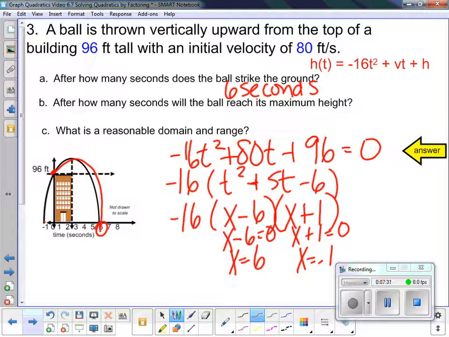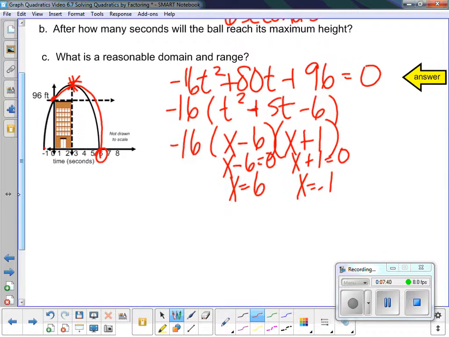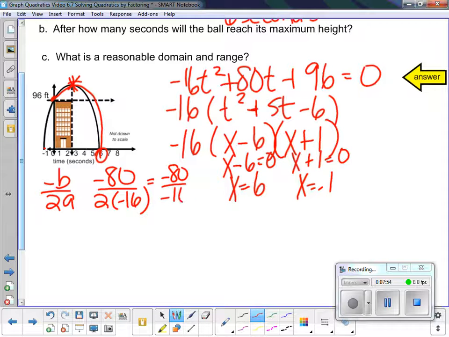Now, how many seconds will the ball reach its maximum height? So I want to know this maximum height, which is the vertex. To find the vertex, we know it's negative b over 2a. So that's negative 80 over 2 times negative 16. So that's negative 80 over negative 16, which is 2.5 seconds. And we can see from the graph, it is 2.5 seconds.